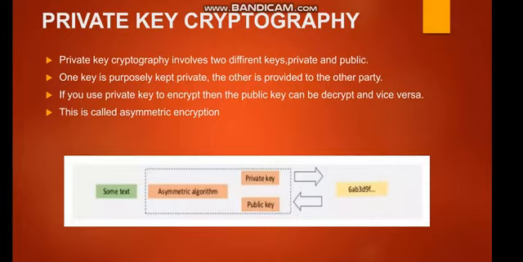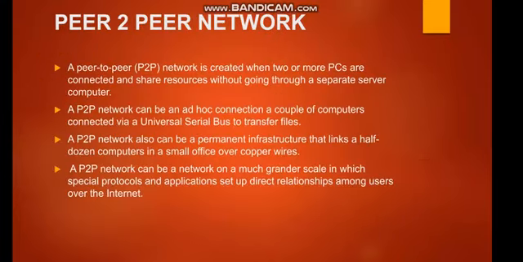Private key cryptography involves two different keys, private and public. One key is purposely kept private, the other is provided to the other party. If you use the private key to encrypt, then the public key can decrypt, and vice versa. This is called asymmetric encryption. Sample asymmetric algorithm: private key, public key, 6A, B3, D9F.